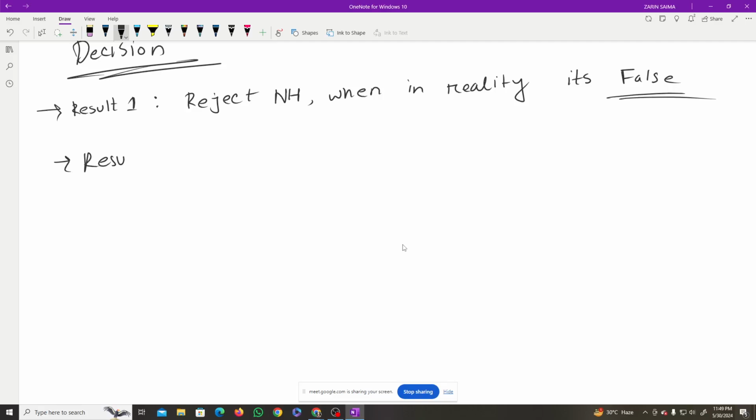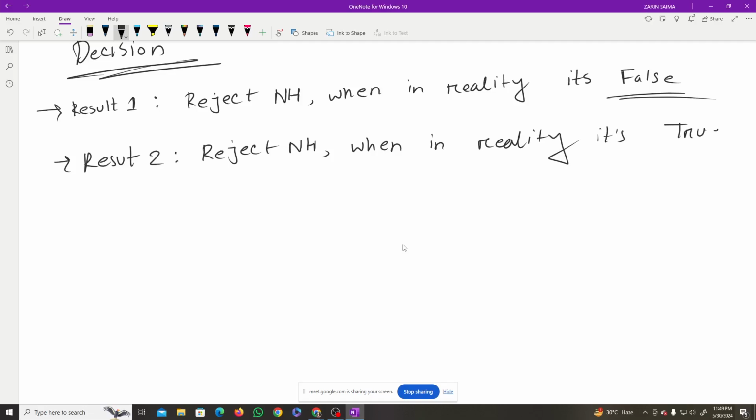But suppose there might be another case where you reject the null hypothesis when in reality it is true. So in this case, you are making an error which is known as type 1 error. And this type of case is also known as false positive.